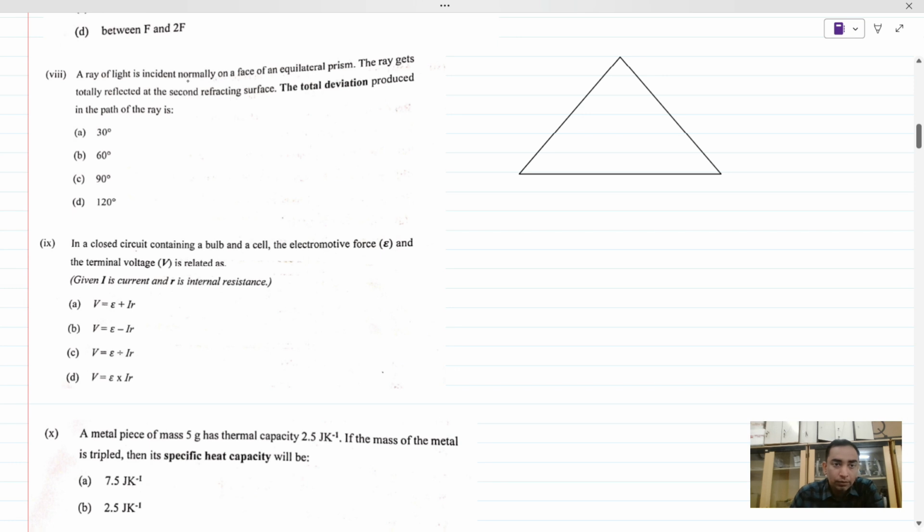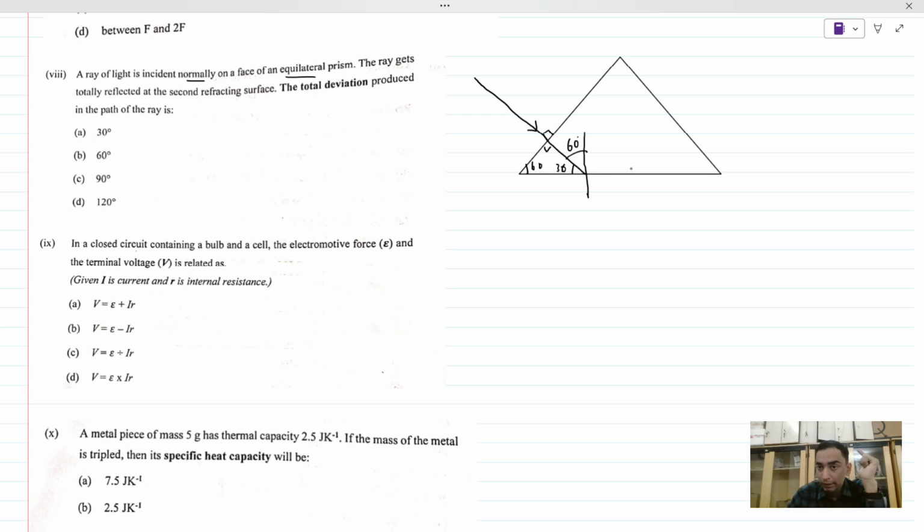A ray of light is normally incident on an equilateral prism. Total internal reflection happens and deviation. All right, so let's consider a ray which is like this. Since it is perpendicular, it will go like this. Now, all angles are 60 degrees. So this is 60, this is 90, so this is 30. Which means if I draw a normal, this angle must be 60 degrees because the entire angle is 90.